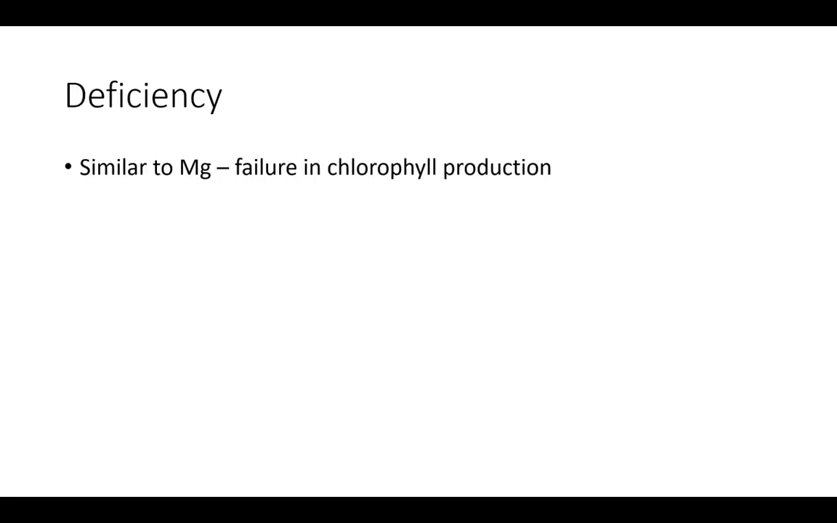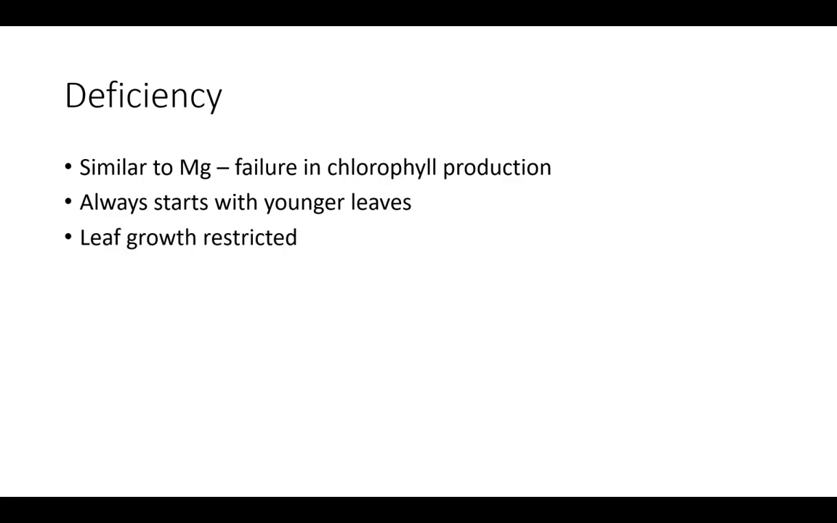Deficiency. Here comes the interesting part. Deficiency is similar to magnesium in that there is failure in chlorophyll production. We need iron in order to be able to produce chlorophyll. We don't have enough iron, we don't get chlorophyll production. We see similar symptoms as magnesium. Symptoms always start with the younger leaves, which means it's not being transported around. You need it in much higher concentration in the younger leaves. You get leaf growth restricted. Leaf and root growth may also be decreased.